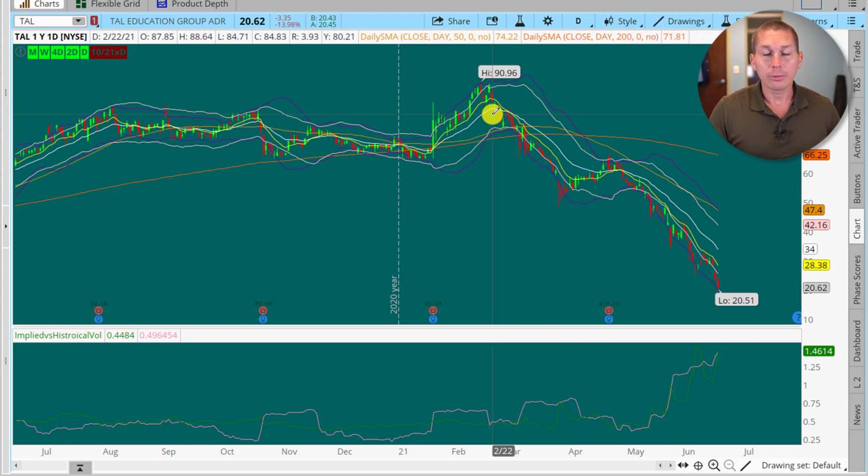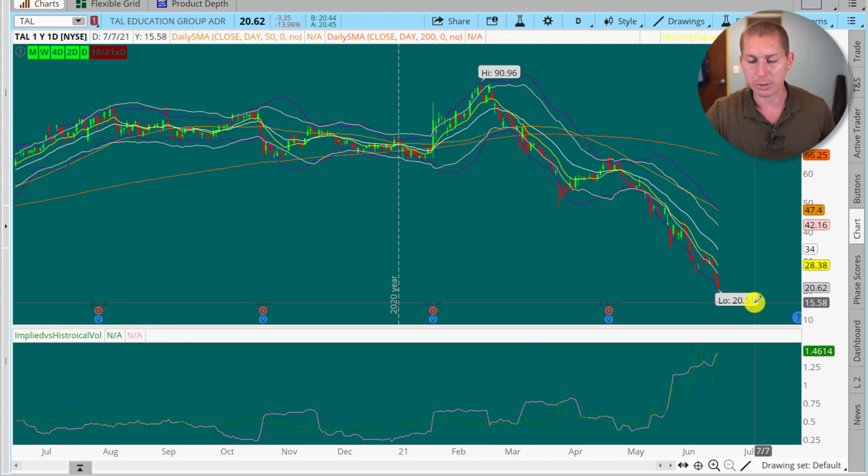Now, you may have heard people talk about, Josh, don't catch a falling knife. What are we going to do here? So it's a really good example, and this is the reason why just following order flow can be tricky and also confusing to some people. So right here, we have $20.51.